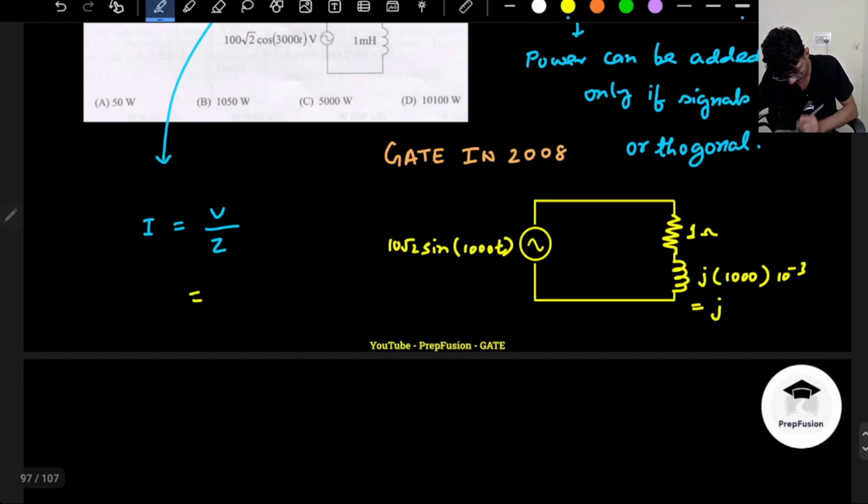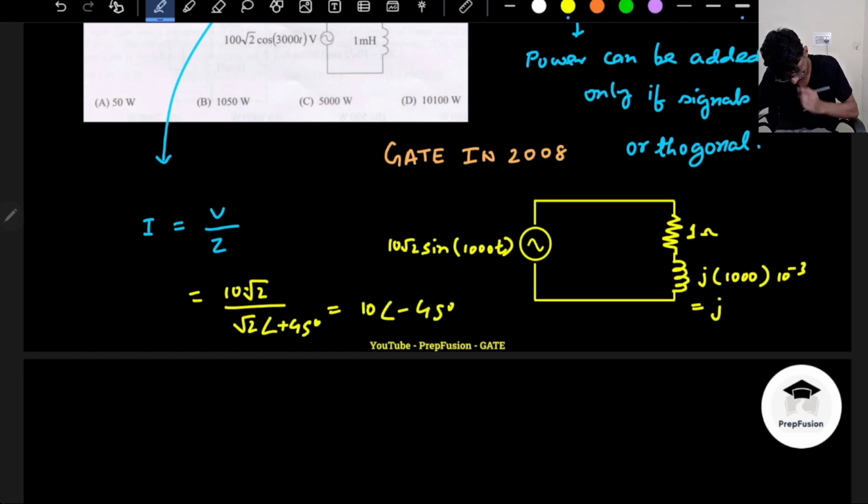Current is basically V, V is 10 root 2, I am taking the peak now, divided by the impedance, that is under root 2 angle 45. You can calculate. I am directly writing. So the current actually comes out to be 10 angle minus 45 degrees.